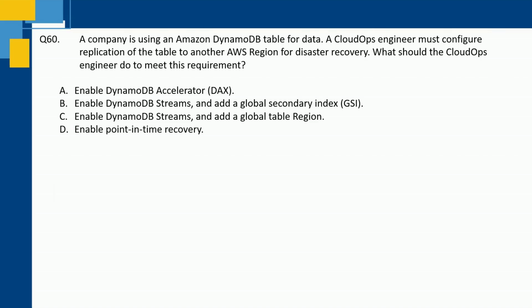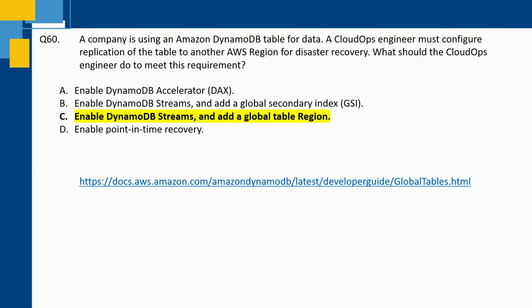When you enable DynamoDB streams on a table and configure a global table, changes made to the table are recorded in the stream. By adding a global table region, you create a replica of the table in another AWS region. Any changes made to the original table are replicated asynchronously to the replica table in the other region. This setup provides disaster recovery by ensuring that if the primary region becomes unavailable, you can fail over to the replica in the other region.